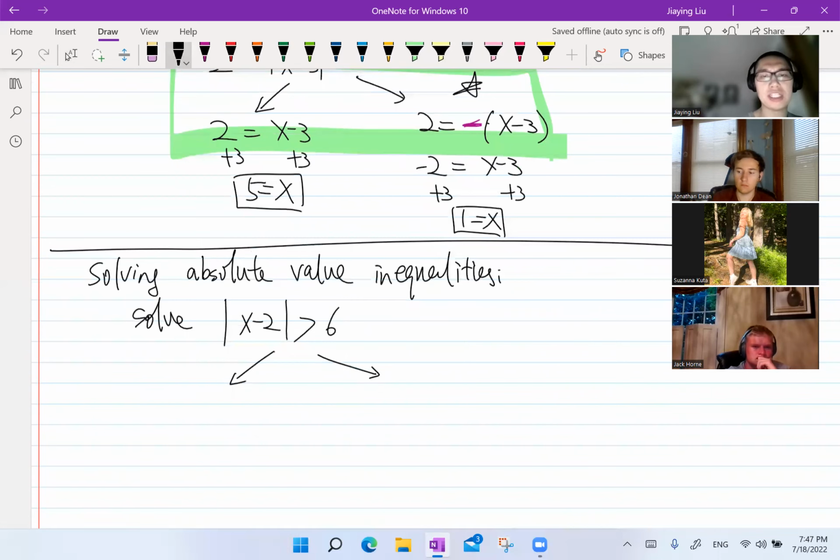The first one is going to be exactly the way it looks. So x minus 2 greater than 6. That's the first equation. Or we can write down the second equation, where the absolute value part will be multiplied by negative. So x minus 2 will be multiplied by negative, and then greater than 6. So everything stays the same. We don't flip the sign yet. We're just going to add a negative in front of the absolute value expression. So this is the negative right here.